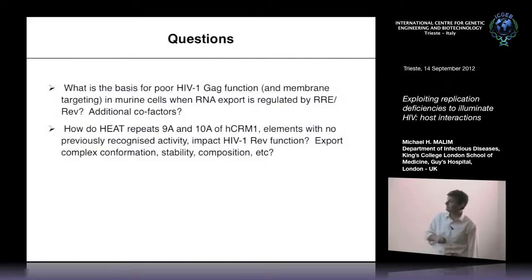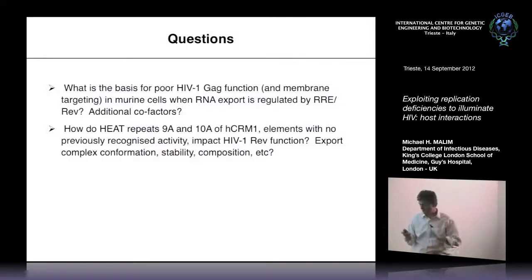So what is the basis for poor HIV Gag function and membrane targeting in murine cells when RNA export is regulated by RRE? And we are continuing to look for additional cofactors. Perhaps it's proteins like the SR proteins, which are very important for this. Another future question is how do HEAT repeats 9A and 10A of human CRM1, elements with no previously recognized activity, impact HIV Rev function. This is something to do with export complex conformation, stability, composition, etc.